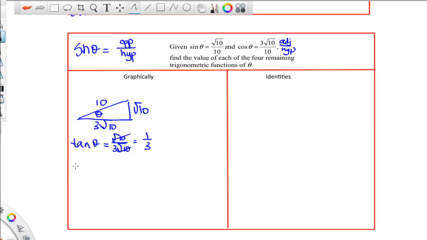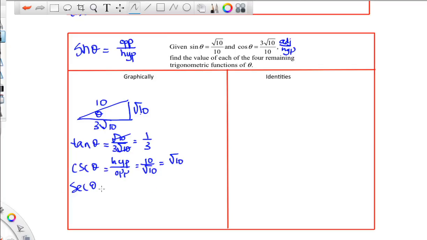Okay? The cosecant of theta, the cosecant is related to the sine, so it's going to be the hypotenuse divided by the opposite side, right? So that's 10 divided by the square root of 10. Usually we clean that up, so if you multiply by the square root of 10 at the top and the bottom, you just end up with the square root of 10 over here as an answer.